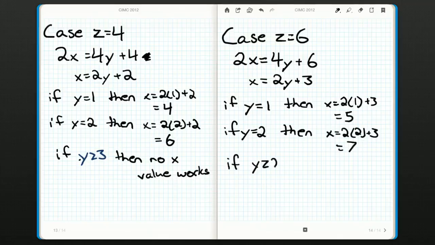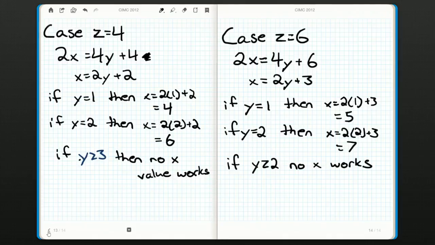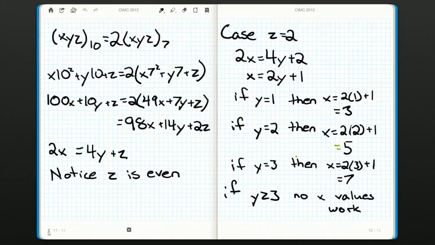So in fact, it turns out if x is greater than or equal to 2, no values of x work. Okay? And we've run out of cases. We got our cases z equals 2, z equals 4, z equals 6. So we have every single possible combination of the numbers 1, 2, 3, 4, 5, and 6 that satisfy this equation down here, and hence satisfy this equation up here, the one that we're trying to solve.